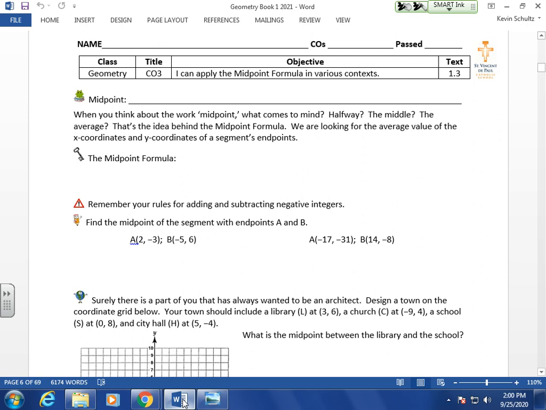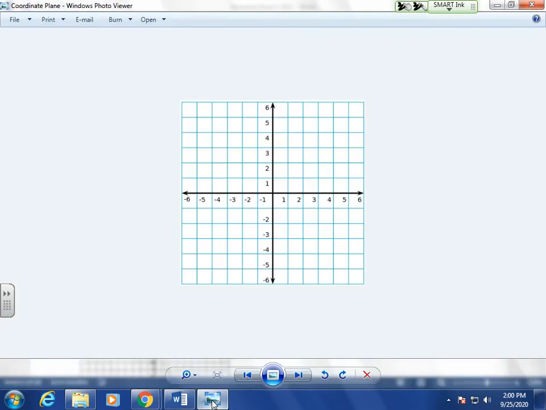Well, good day. In Geometry Gold Group Friday session, we'll be going over Geometry CO3, applying the midpoint formula in various contexts. And we're actually going to start with a coordinate plane. You don't have this in your binder, so don't worry about jotting anything down just yet. But let's say that we've got a segment at -4, 3, and 2, 1.